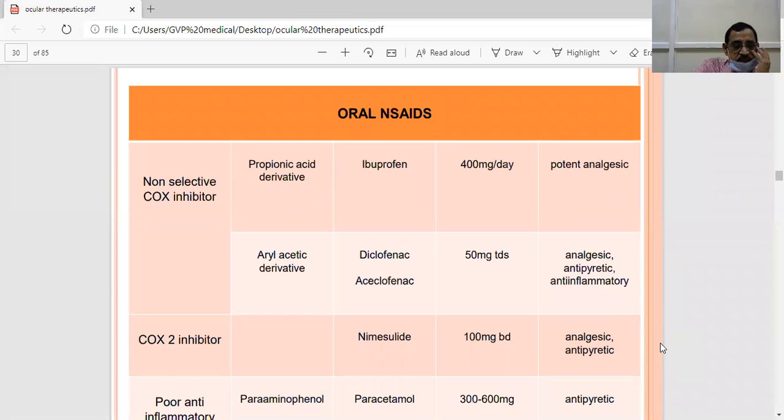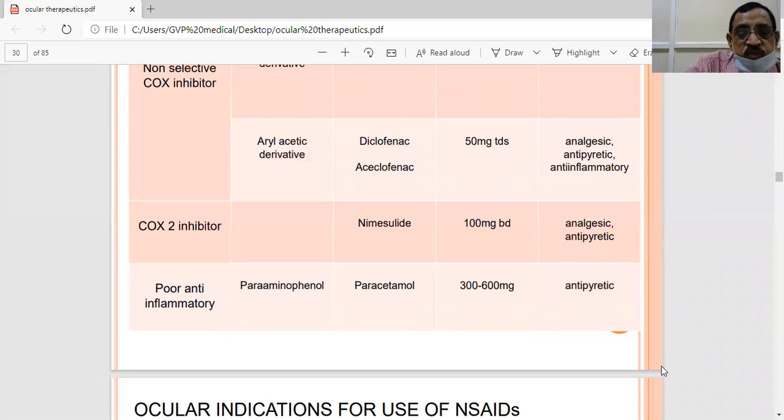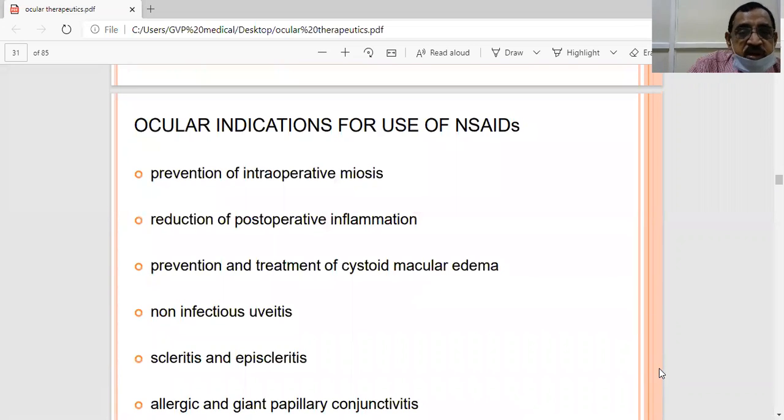COX-2 inhibitors: nimesulide, nowadays we are not using it because it is banned in the US and also in our parts. 100 milligrams BD can be given. Analgesic and antipyretic action is there. Poor anti-inflammatory action. Para-aminophenol or paracetamol can be taken in 300 to 650 milligrams. It has an antipyretic effect.